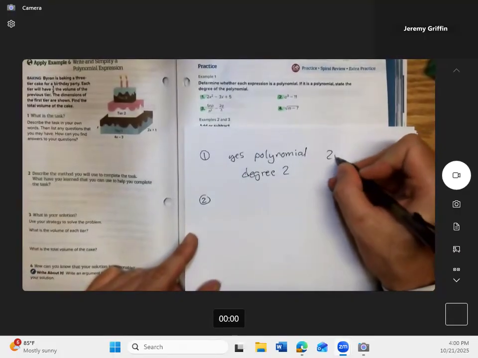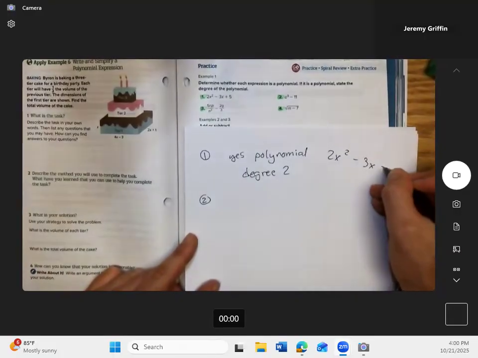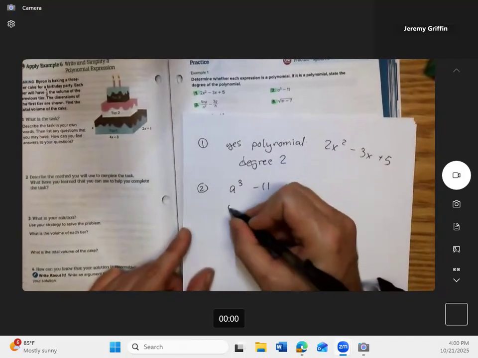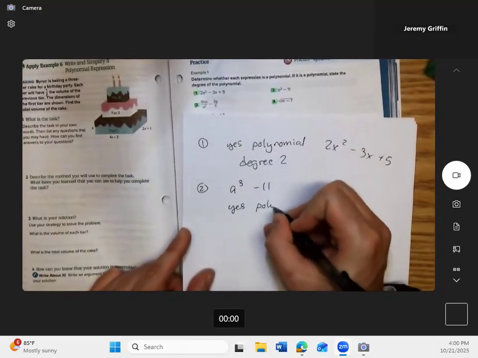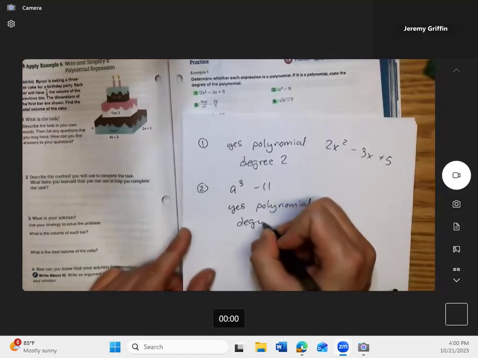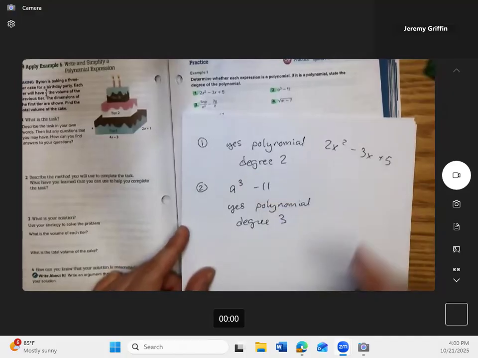Next, number 2, right here. So 2x squared minus 3x plus 5. Number 2 goes a to the 3 minus 11. So yes, that's a polynomial, and that's degree 3 from this power right here.